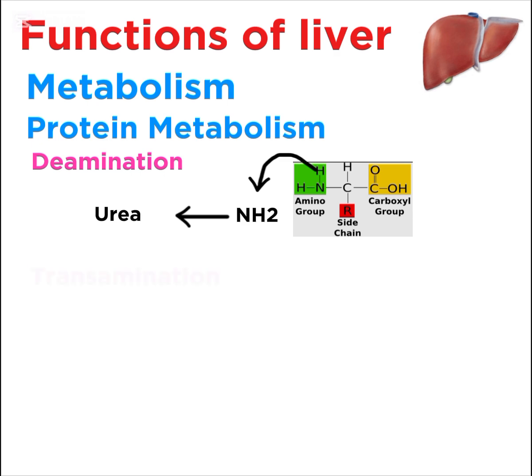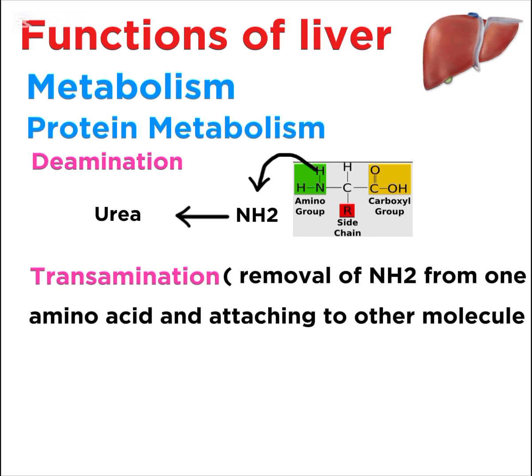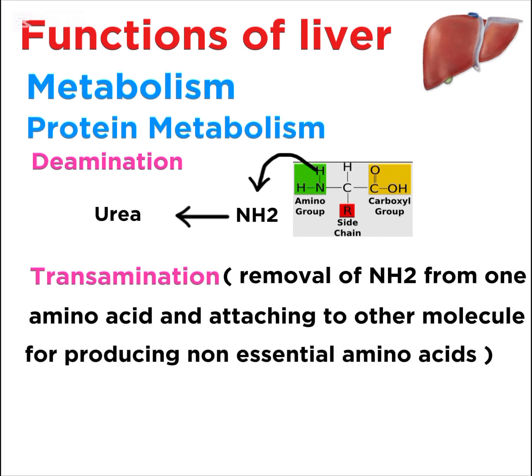Next process is transamination. It means removal of the nitrogenous portion and attaching this nitrogenous portion to another molecule for the production of non-essential amino acids.